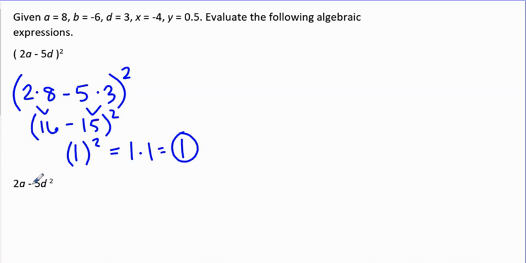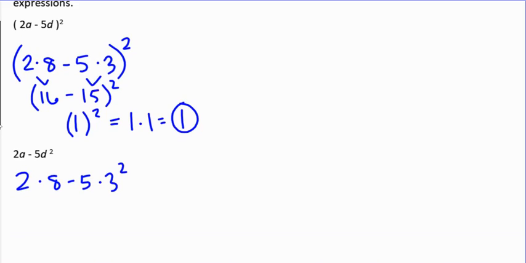Our next one looks very similar to our first one here. We just don't have those parentheses. So let's replace a and d with the values that were given. So 2 times 8 minus 5 times d, which is 3, squared. Okay, so notice I didn't use any parentheses here. And again, it doesn't matter if you did or didn't. It doesn't change the answer. It's just what you're more comfortable with.